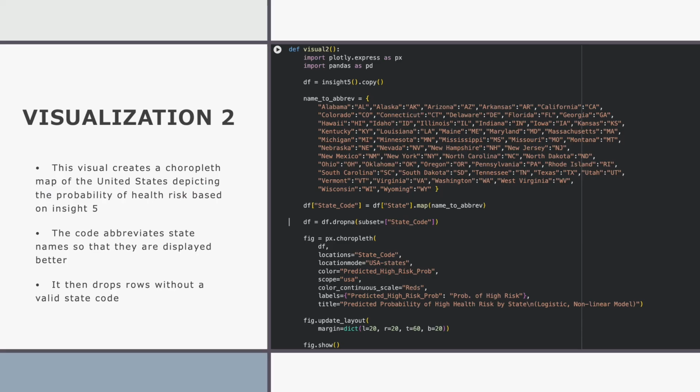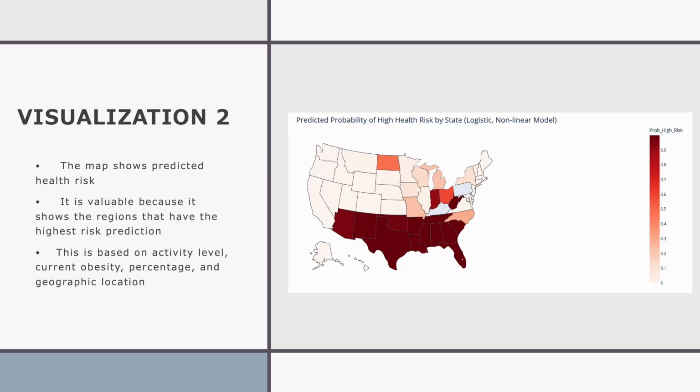Visualization 2 uses the probabilities from Insight 5 to create a choropleth map of the United States. The code abbreviates state names so that they are displayed better, and then it drops rows without a valid state code. Each state is shaded based on how likely it is to belong to the high-risk category, and it's based on activity level, current obesity percentage, and geographic location. This makes the regional patterns extremely clear, particularly the concentration of high-risk states in the South, and it's a very helpful visual summary of our classification model.